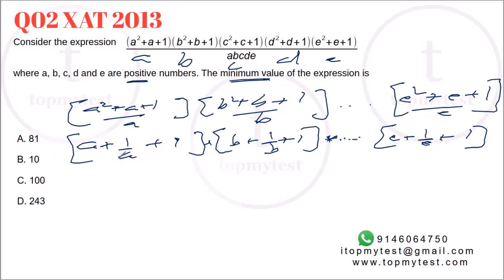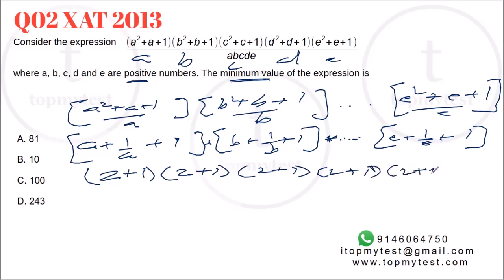So what will be the minimum value of a + 1/a? The minimum value of a + 1/a is 2, plus this 1 needs to be added. b + 1/b will again be minimum 2 plus 1. Similarly for c + 1/c it will be 2 plus 1. For d + 1/d again 2 plus 1, and e + 1/e again 2 plus 1. So there are five 3's, 3 to the power 5, 243. Option D is your correct choice. Pretty straightforward to work with.